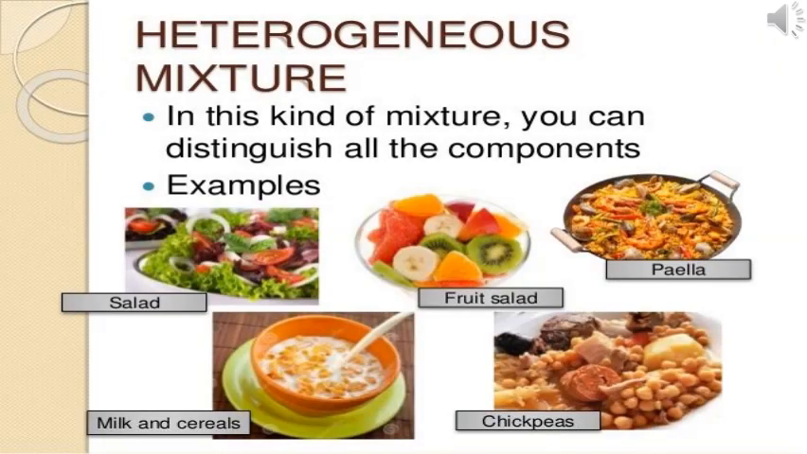Let's have a look at the heterogeneous mixture. In this kind of mixture, you can distinguish all the components. The components are not uniformly distributed, so they can be seen separately. The components have a visible boundary of separation. Examples: salad, milk and cereals, chickpea salad and so on.